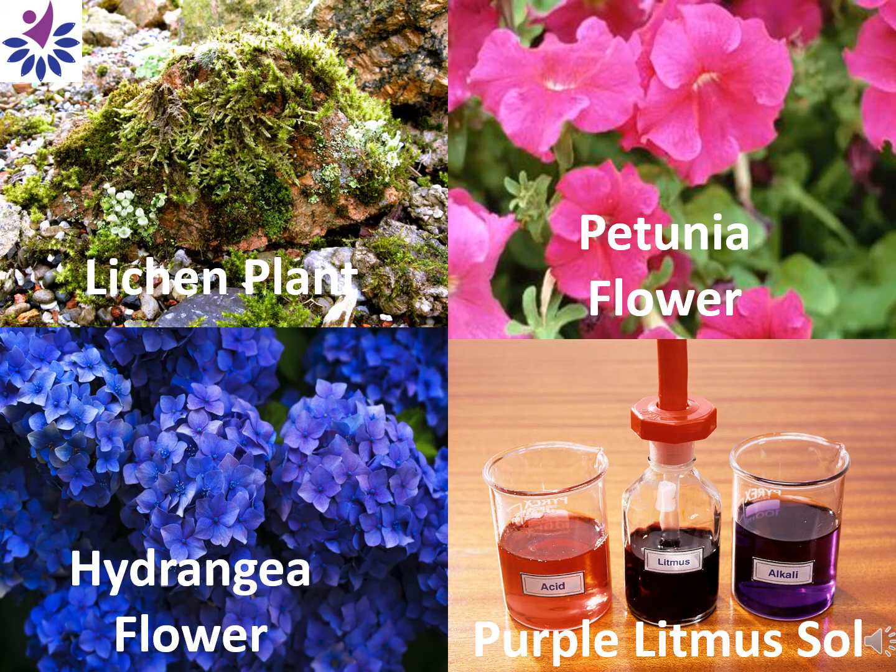Here there are 3 pictures: first, the lichen plant, second, the petunia flower, and third, the hydrangea flower. These can be used to make litmus solution, and this is how they look. The color of the flower depends on the pH of the soil. Here is a pink color, while it might change and turn blue depending on the pH, and the pH of the soil keeps on changing. In the fourth picture, you can see 3 colors: red, purple, and blue. The original color of the litmus solution is purple. When there is acid, it turns red, and when there is a base, it turns blue.